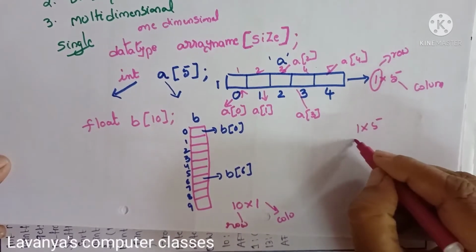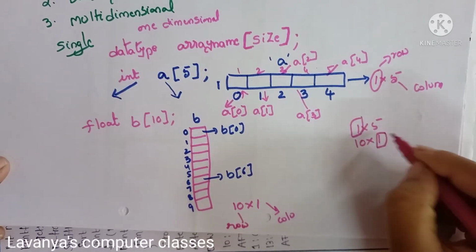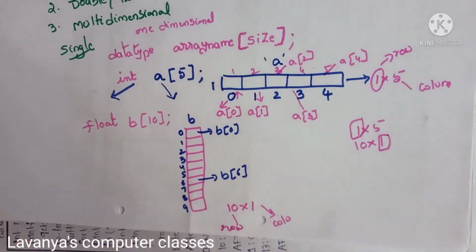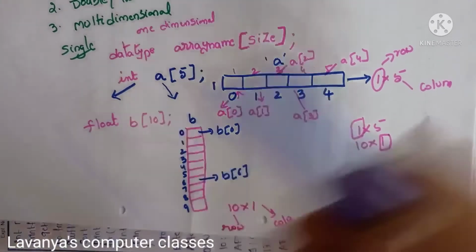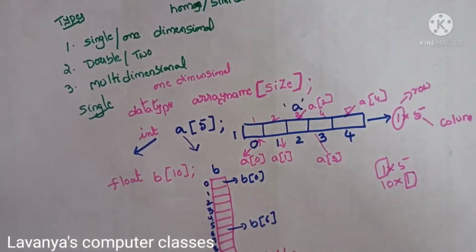So in the previous example, 1 by 5, and in the second example, 10 by 1. In this 1 by 5, there is 1 row, and in 10 by 1, there is 1 column. That's what is called a single dimensional array. If the rows and columns are in a different manner, that is called a double dimensional array.